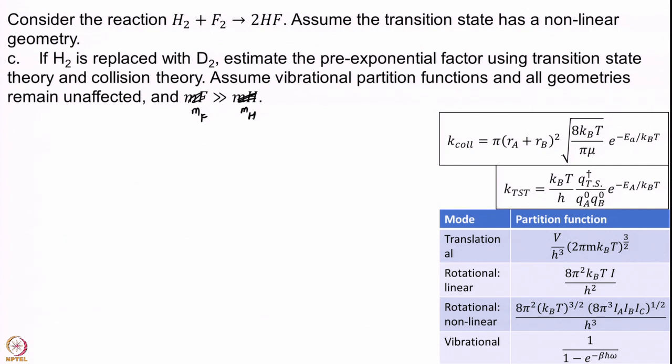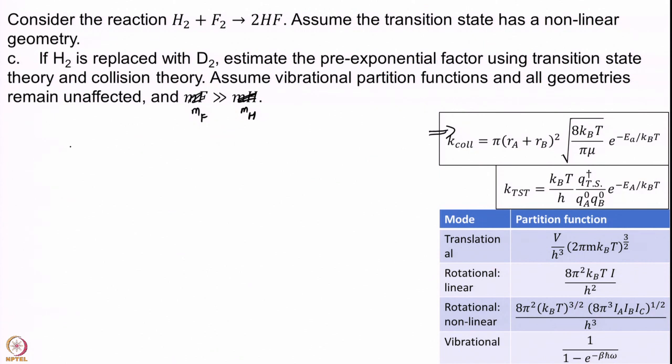Okay, hopefully you have taken a pause and you should think on this problem because this is a slightly deeper problem. Alright, we will first start with collision theory. That one is actually easy, that one is not very deep. So, collision theory rate is provided here. So, if I have to work with k collision D2 over k collision H2, you notice that first of all geometry factors we have assumed to be same. So, things like Ra or Rb are same. So, they will cancel out, kT will cancel out, pi will cancel out. The only thing I will be left with is mu of H2 divided by mu of D2. Also, please note that the rate constant is inversely proportional to mu. So, k of D2 over k of H2 is the square root of mu of H2 over mu of D2. Okay. So, this is easy.